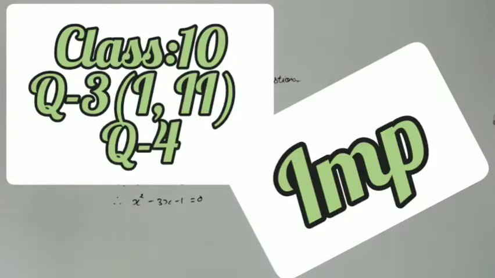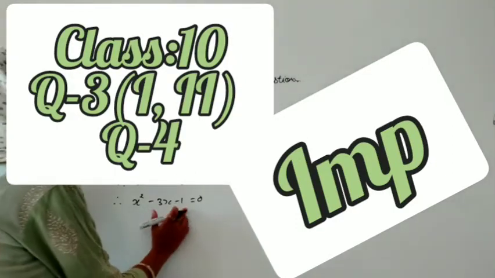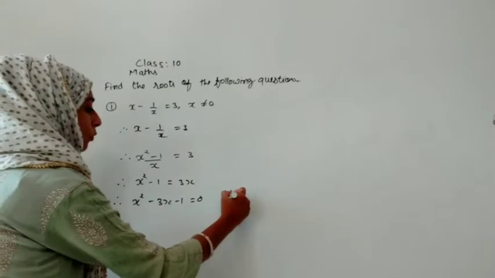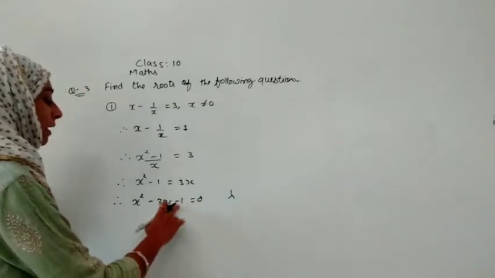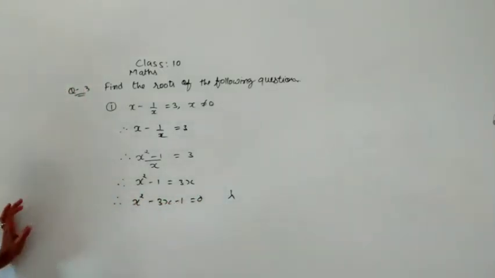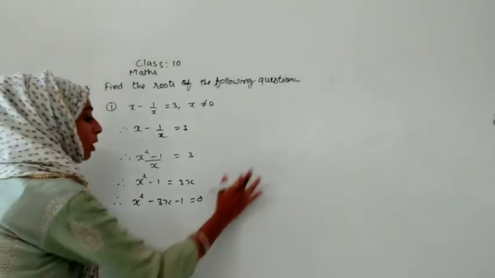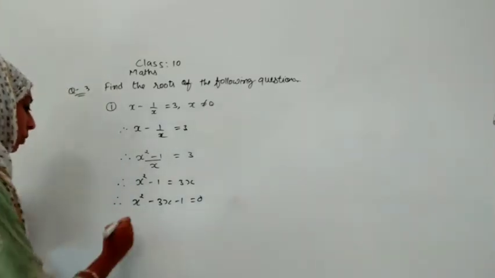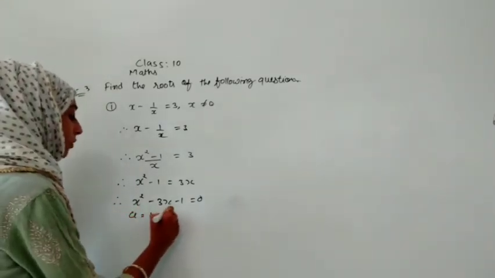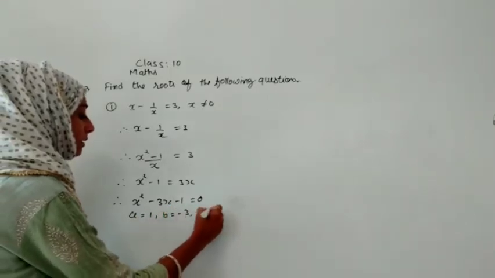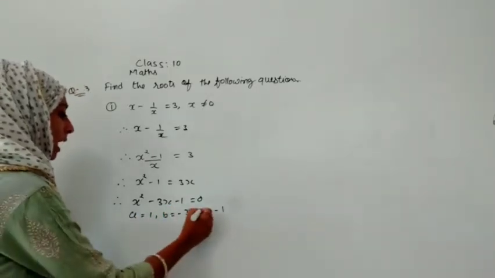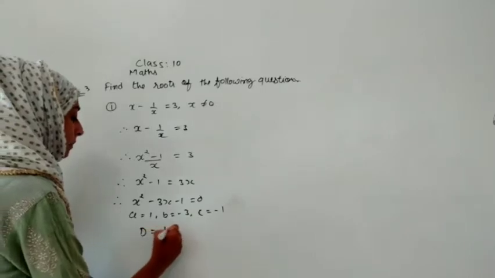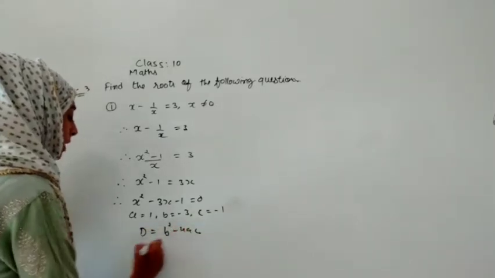Here we will take out the factors of 1 like that. If we are doing minus, we are getting minus 3. Right now this is not possible for us, it will waste our time. So it is better to take a is 1, b is equal to minus 3 and c is equal to minus 1, and start finding d, that is b square minus 4ac.